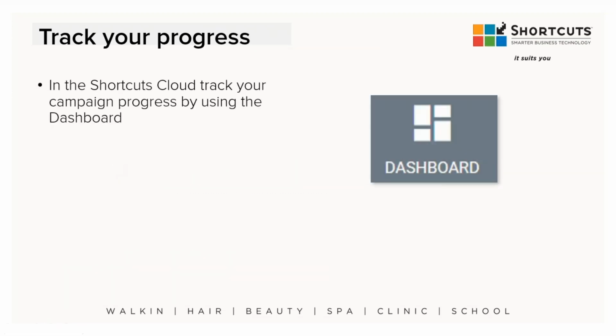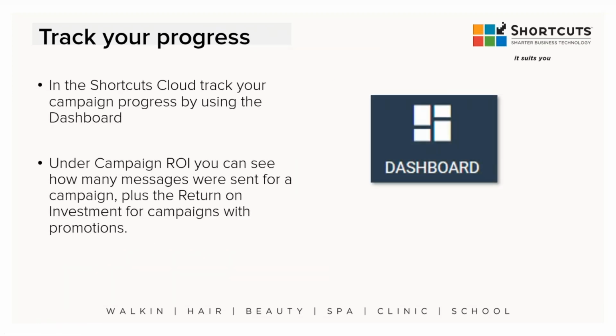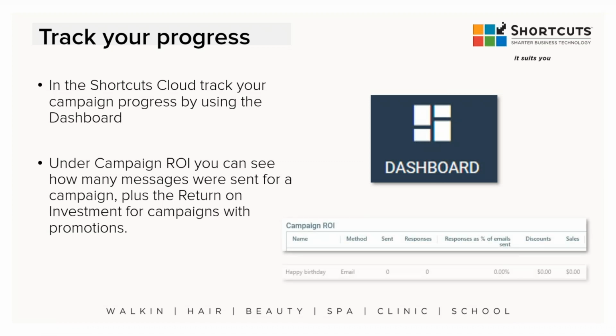So how do you track your progress? Whether you're using text or email campaigns, how do you know how successful, how many customers are using it? So when you go to the cloud, there's a button called Dashboard. And on the dashboard screen, you actually get to see a snapshot of the performance for your salon. So customers, services, products, staff, all of that shows up in the dashboard.